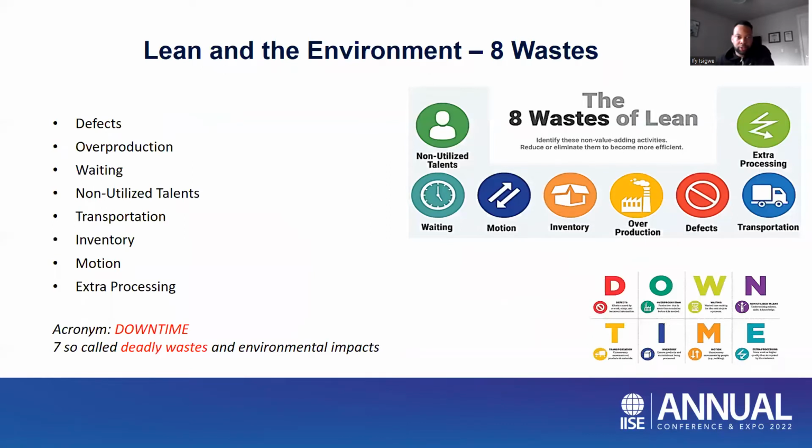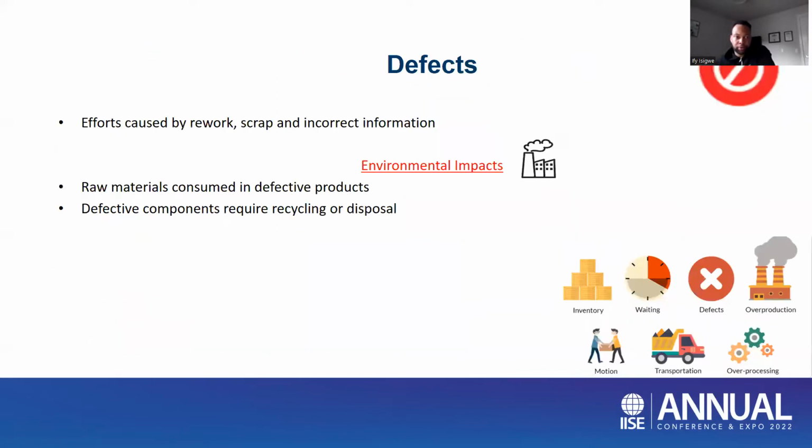So the lean 8 wastes. I usually use this acronym known as DOWNTIME. It's defects, overproduction, waiting, non-utilized talent, transportation, inventory, motion, and extra processing. And I can just run through quickly what each of these 8 wastes is about.